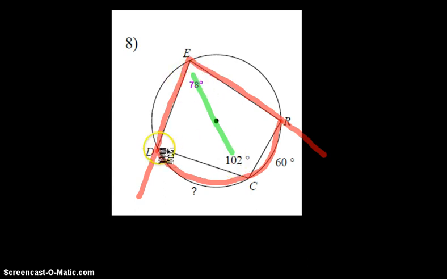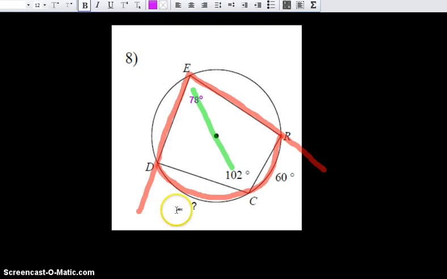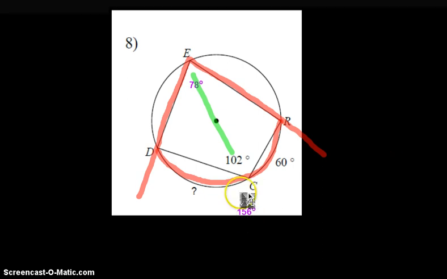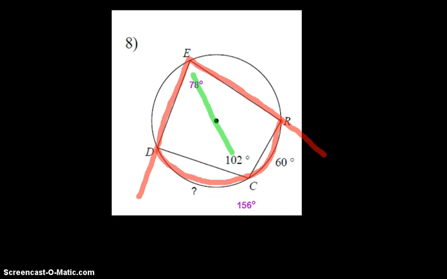78, the angle, is half the inscribed arc, so 78 times 2 is 156. Does that seem reasonable? I believe it does. Probably should have a calculator. But 156 is this whole part all the way around. So if we know that this portion over here is 60, 156 minus 60 will give me this arc right here, arc CD.